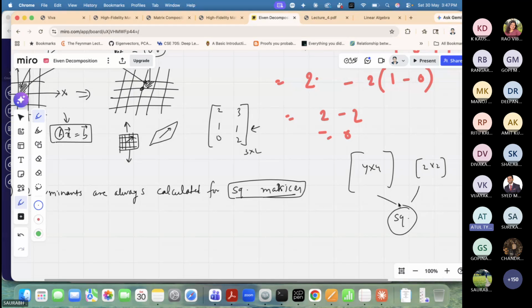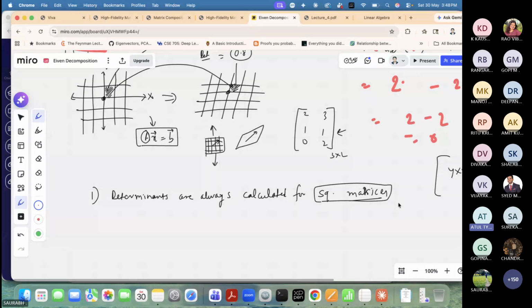Yeah, sir. So for a rectangular matrix, either like one column or row, we can consider it zero, and the determinant would always be zero.